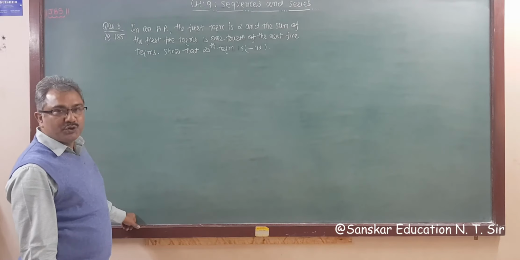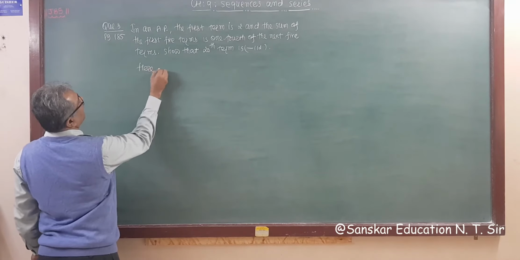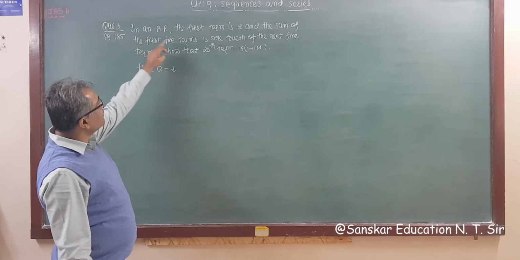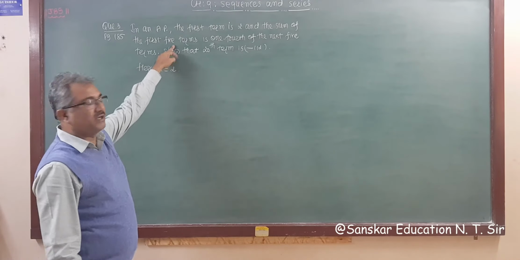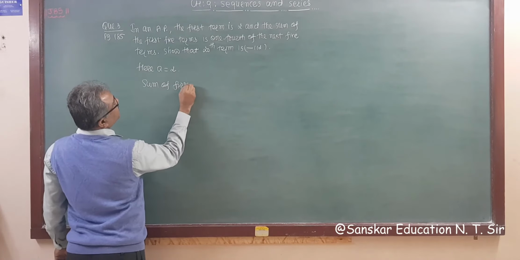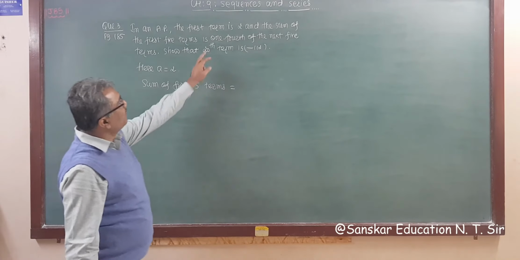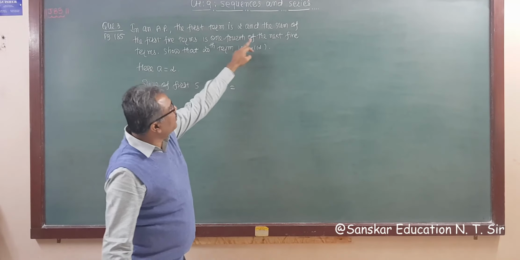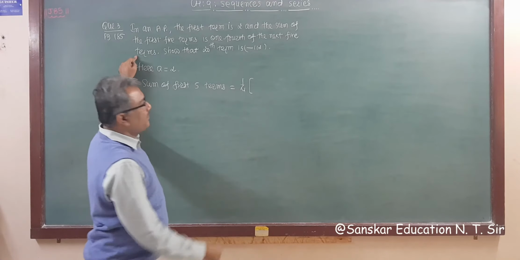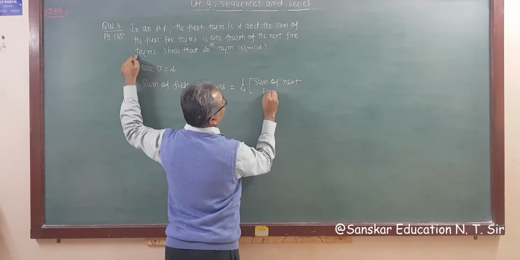In an AP, the first term is 2. So here A is 2. And the sum of the first 5 terms is equal to 1/4 of the sum of the next 5 terms.